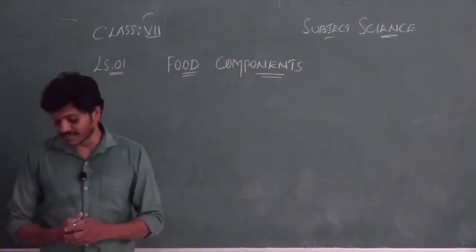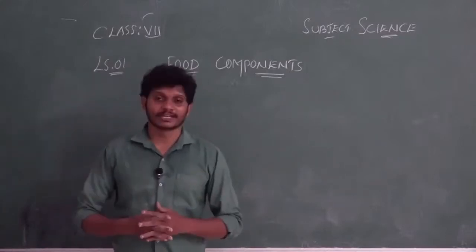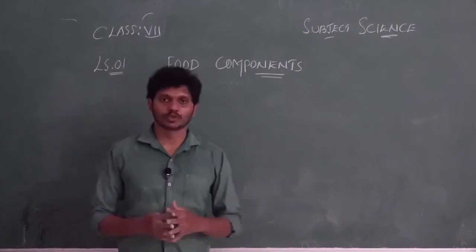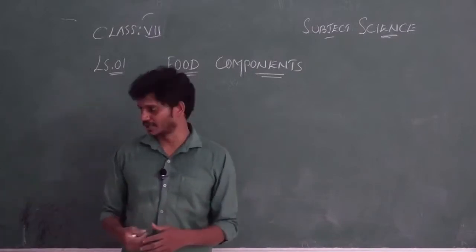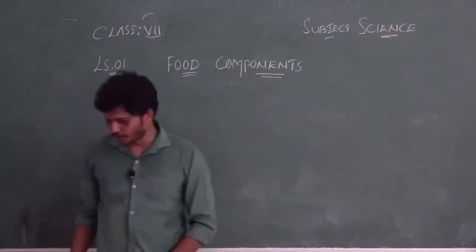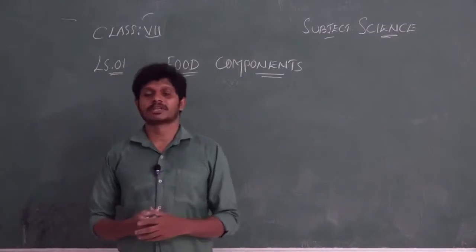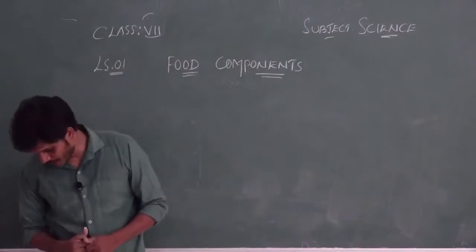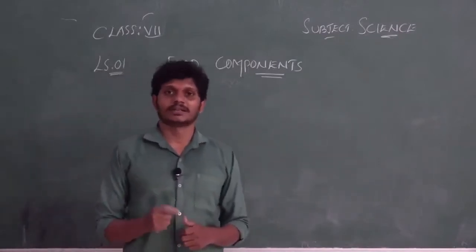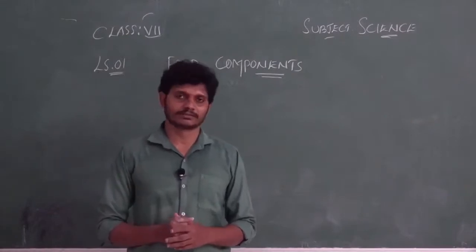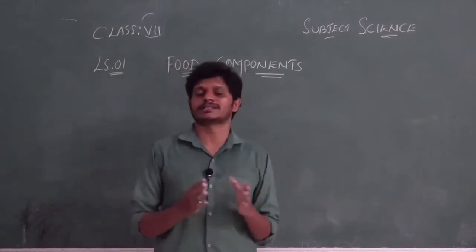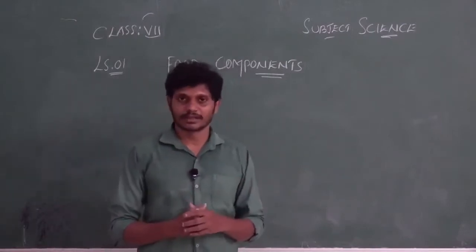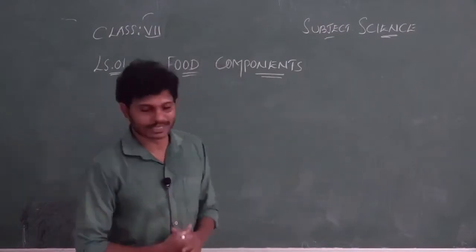Today, let's discuss the test for proteins. Let's observe what we should do. Here, first we should prepare 2% copper sulfate solution and also 10% sodium hydroxide solution. Let's observe how to prepare this 2% solution of copper sulfate and 10% solution of sodium hydroxide.